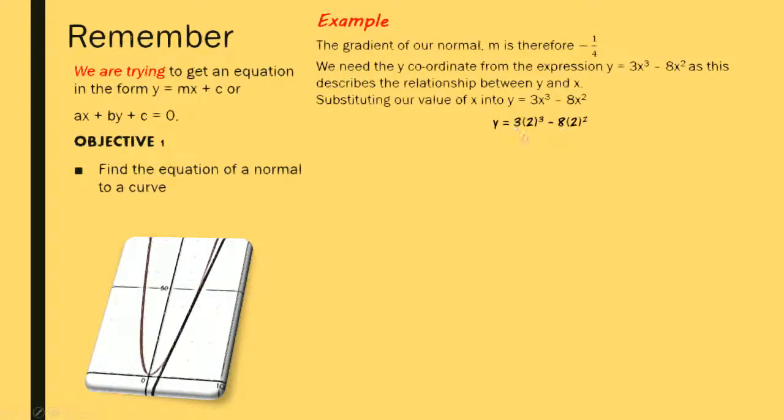And that gives us 3 times 2 cubed minus 8 times 2 squared. That gives me 24 minus 32, which is minus 8. Therefore, we can say that the normal touches the curve at the point (2, minus 8).